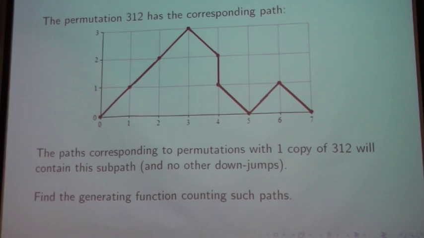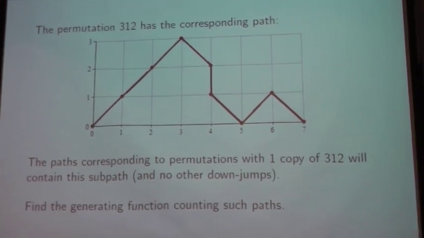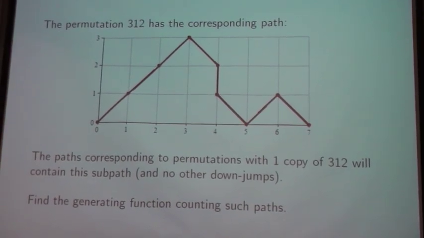So if you allow down jumps, what's the generalization of the Catalan number? What's the sequence, the number of them? That I'm not sure. Actually, we don't specifically count all such paths. We just count some.